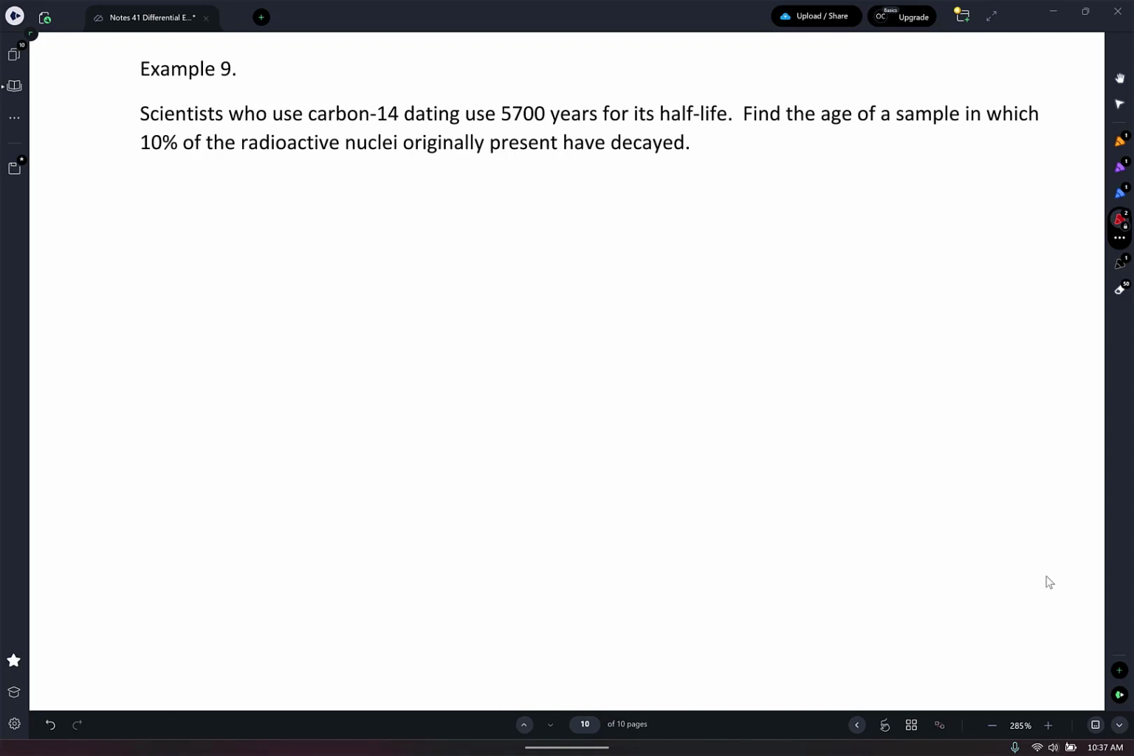All right. Example 9. Check this out, guys. This is a legit question that you would probably have in a freshman chemistry class, because this is not graduate level, I don't think. Scientists use carbon-14 dating, with 5,700 years for its half-life. It's true, you can Google it, and this is how they determine how old fossils are. Find the age of a sample in which 10% of the radioactive nuclei originally present have decayed. If 10% have decayed, how much do I have present? So put 90% present.